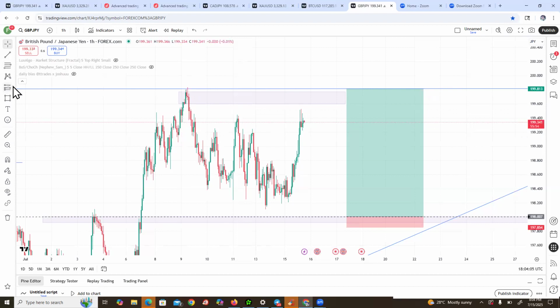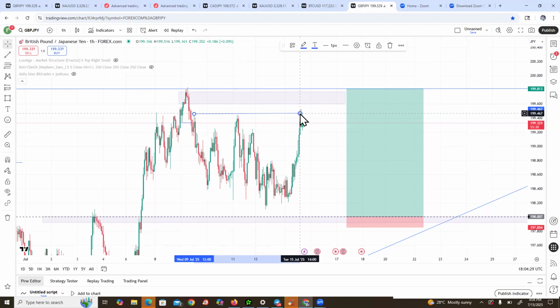Are you seeing this last low here? Yes, sir. It broke this last low now and gave us our inducement, because inducement happens after a break of structure. Are you seeing it? Yes, sir.